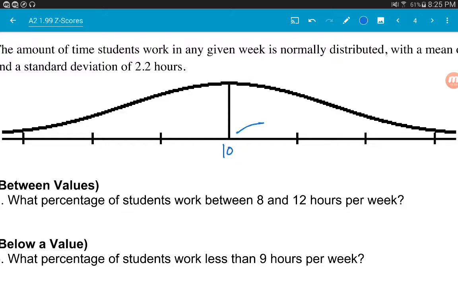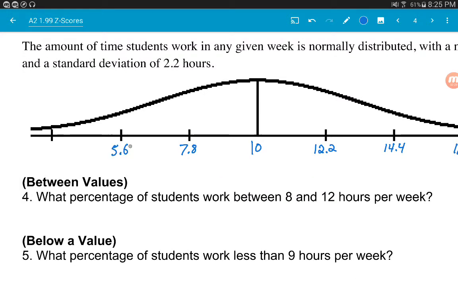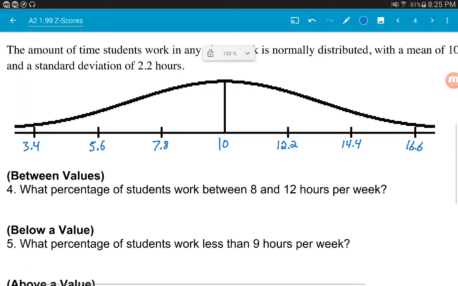Now as I go to the right, I'm going to add 2.2. So 12.2, add it again, gets me 14.4, add it again, gets me 16.6. In order to move to the left, I'm going to be subtracting 2.2. It's always the standard deviation that we're adding and subtracting. So minus 2.2 gets me 7.8, minus 2.2 again gets me 5.6, and minus 2.2 again gets me 3.4. So those are the numbers we're going to move forward with.